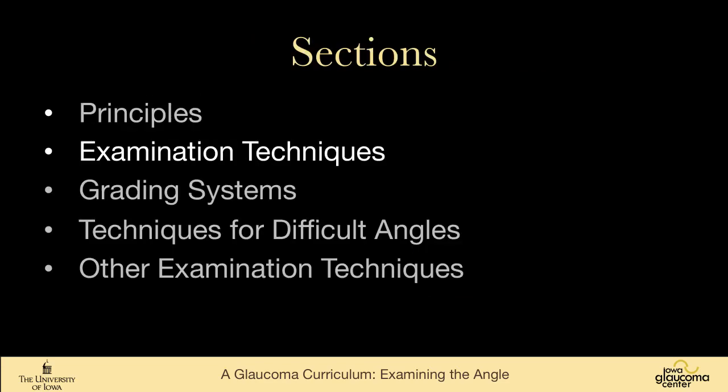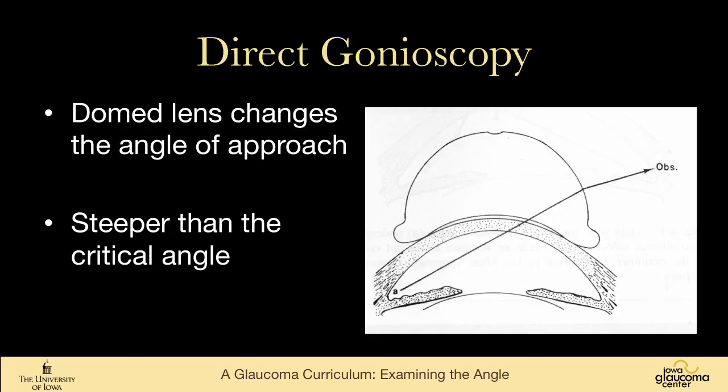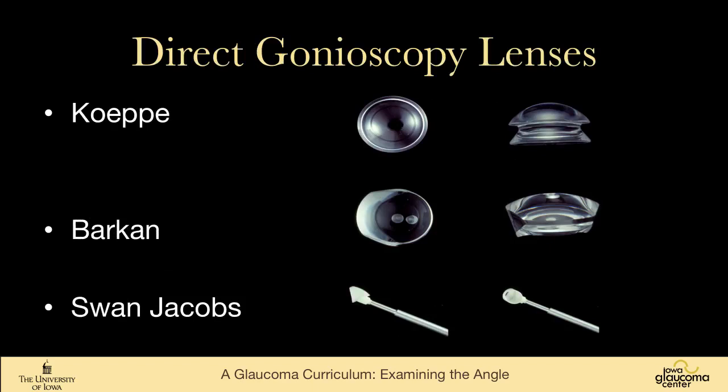And so that leads us to examination techniques. There are 2 basic ways that this is done, directly or indirectly. Directly, one puts a domed lens on top of the cornea that changes this angle so that the observer can see right into the angle. So this is now steeper than the critical angle. And there are lots of direct gonioscopy lenses. The prototype is the Koeppe lens, but there are some surgical lenses like the Barkan and Swan-Jacob lens. And now in the area of minimally invasive glaucoma surgery, there are lots of new lenses being developed for surgery.